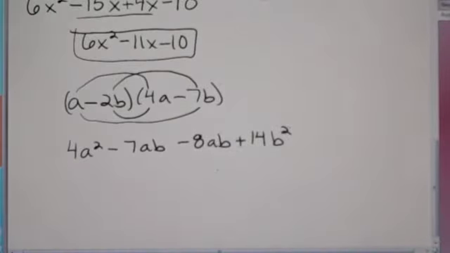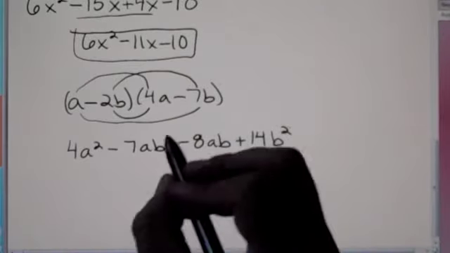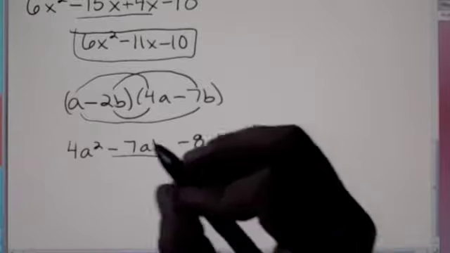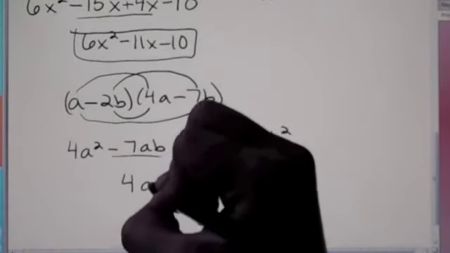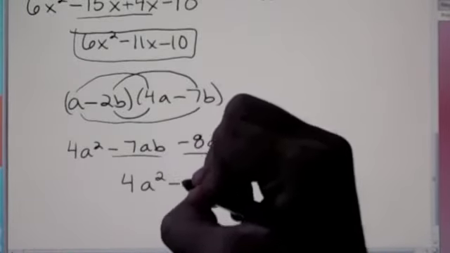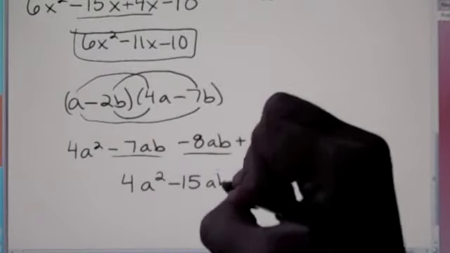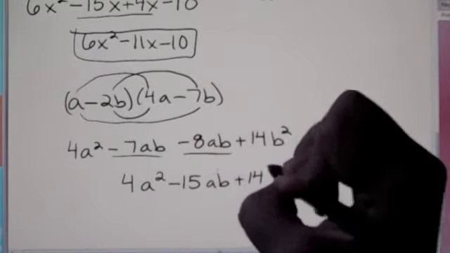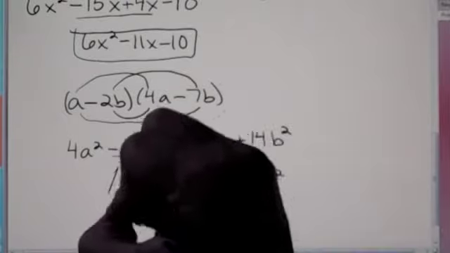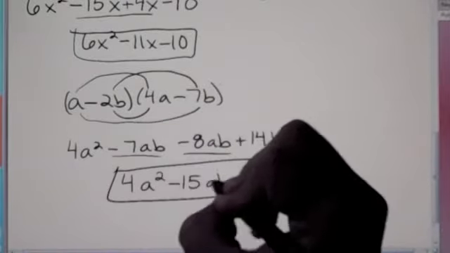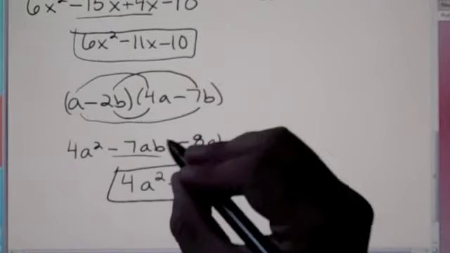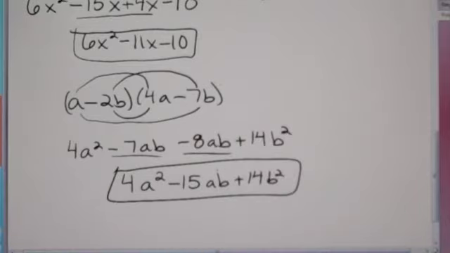Again, when we're done, we look for any like terms. I see here negative 7ab, negative 8ab. So our final answer is 4a squared minus 15ab plus 14b squared. And notice I did not change the exponents when I added those together. When you add together, don't change the exponents. So let's do one more.